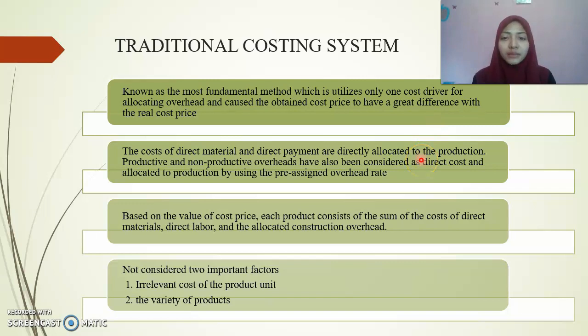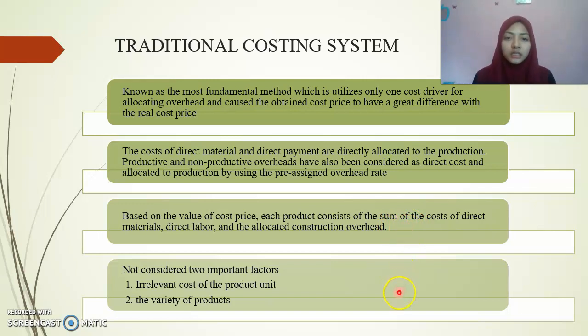In this system, the cost of direct material and direct payment are directly allocated to the production. Productive and non-productive overhead have also been considered as direct costs and allocated to production by using the pre-assigned overhead rate. In the traditional costing system, based on the volume of cost price, each product consists of the sum of the cost of direct material, direct labor, and the allocated overhead.